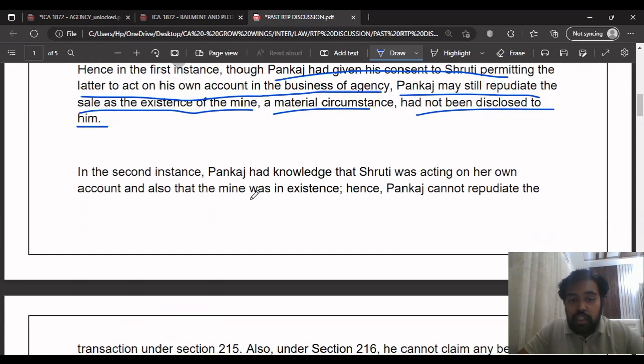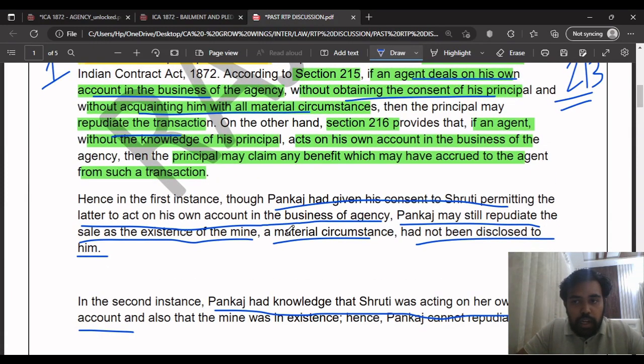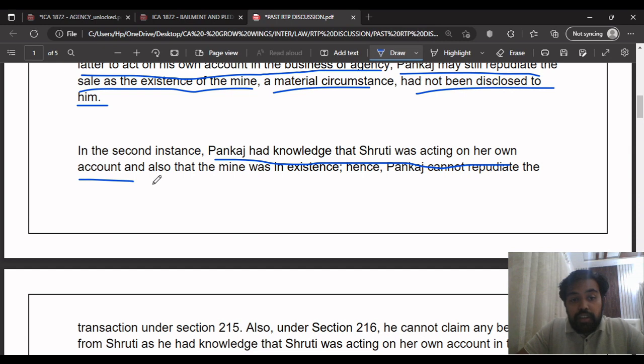See, what they've written is, Pankaj acknowledged that Shruti was acting on her own account. This was there even in part one as well. But the second part is that the mine was in existence. That is the important key thing which you have to focus on here: the existence of the mine was known to the principal. The agent had told him. Hence, he cannot repudiate the transaction.